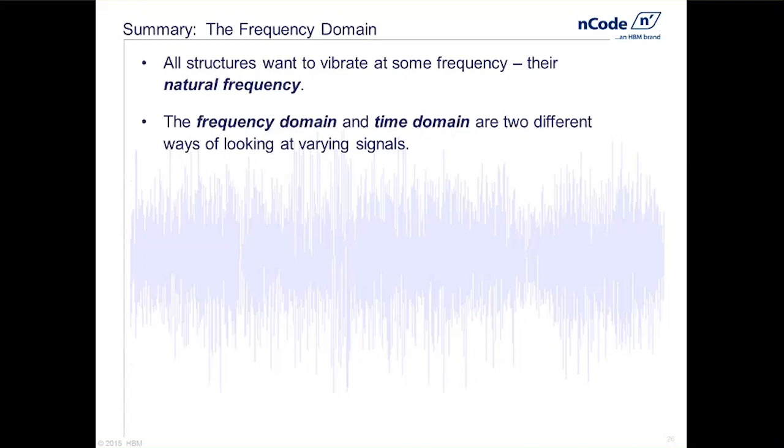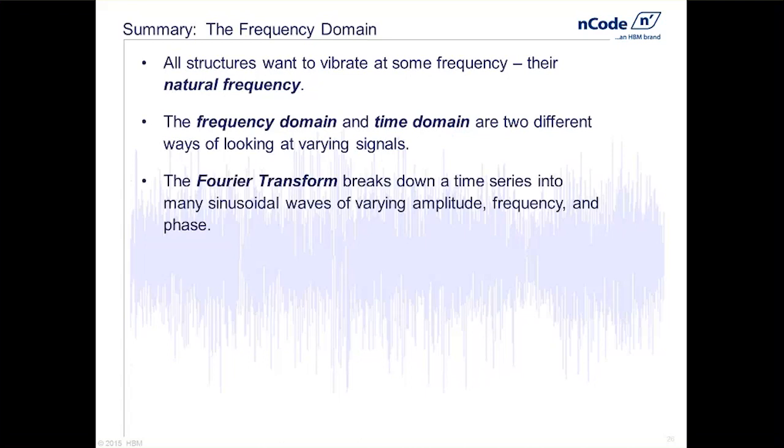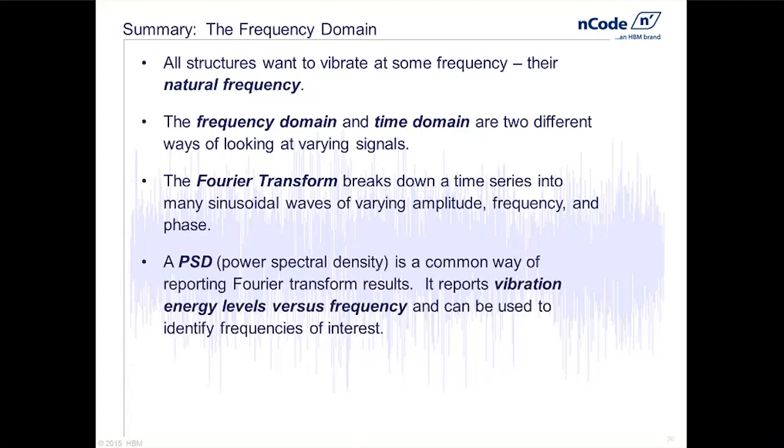These natural frequencies can be easier to see when we look at things in the frequency domain. We use a Fourier transform to take our original time series data that we've acquired and look at that in the frequency domain. The Fourier transform also allows us to look at things in terms of multiple sinusoidal waves, where we've defined the amplitude, frequency, and phase of those sinusoidal waves. And a PSD is an extremely common way to look at that frequency domain data. It's going to allow us to look at vibration levels versus frequency.